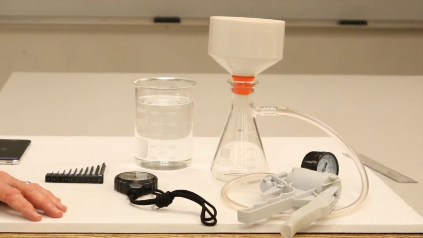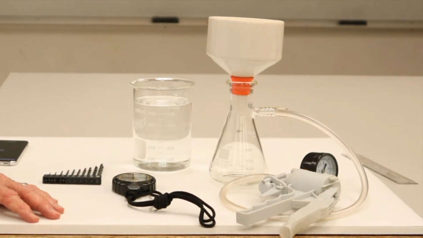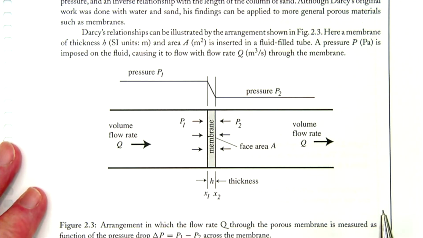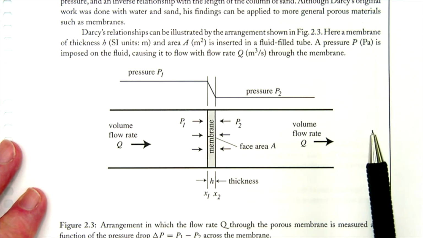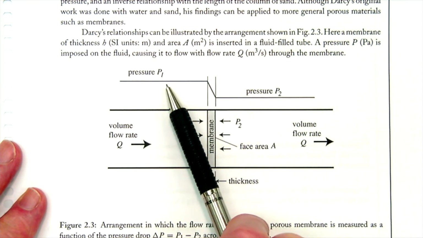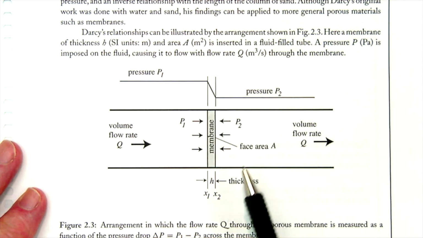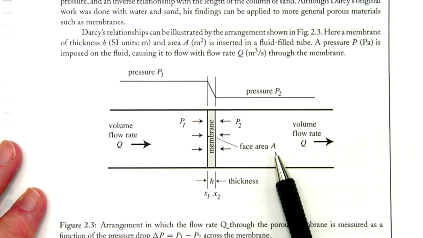Before we get started with our experiments, though, let's see how this relates to some figures in chapter 2. So here's figure 2.3 from the textbook, showing the general arrangement for the flow through a porous membrane, flow rate Q, caused by a pressure drop P1 at the inlet minus P2 at the outlet. The thickness of the membrane is H, and the area of the membrane is capital A.